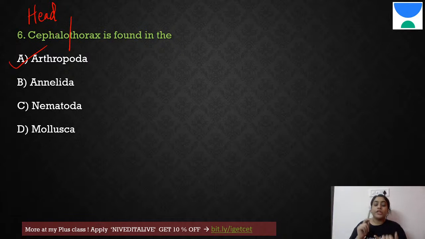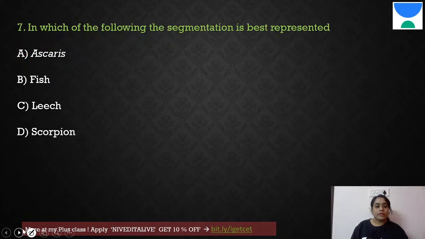For example, the entire arachnida family, that is your spiders, your ticks, okay, lice, all of them come under cephalothorax. Even your what is that? Limulus, that is your king crab, also comes under cephalothorax. Okay, and also our have the head and the thorax fused together. Next one.